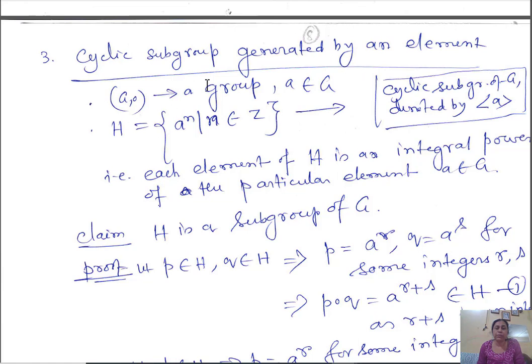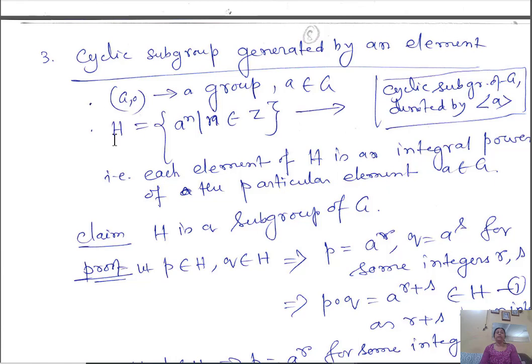Suppose I have a group. A is a particular element. Now I take the composition of A with itself. So H is the set of elements A to the power n such that n belongs to Z. So this is A square, A cube, like that. H is that set. This is called the cyclic subgroup of G generated by A. It is denoted by angle bracket A.